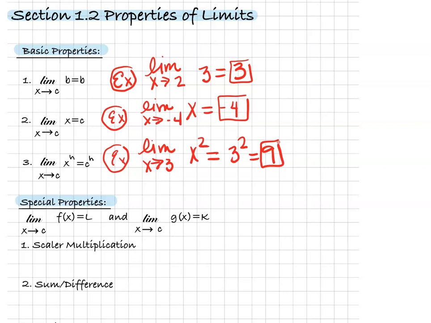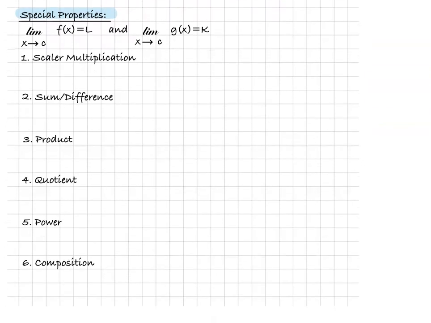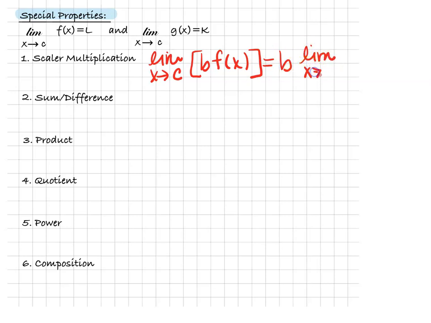But some of the special properties that we can get into are going to be these down here, and these are going to help us as we work with more complicated problems in order to break off pieces that we know and then focus on the more complicated set. So the first one is scalar multiplication, and here's what scalar multiplication does for us. If we have a limit as x approaches c of some b being multiplied by f of x, then we can pull that scalar b out front of our limit and say b times the limit as x approaches c of f of x.